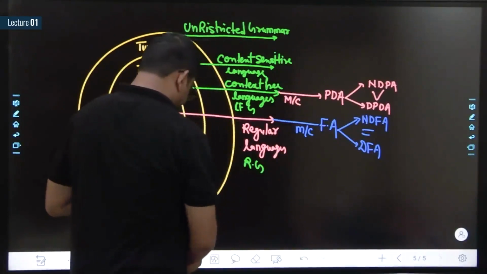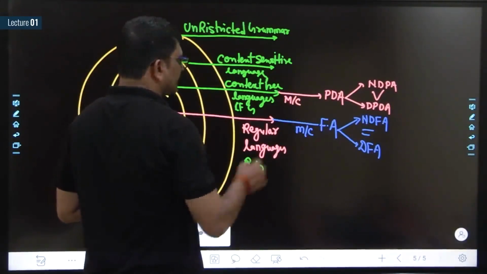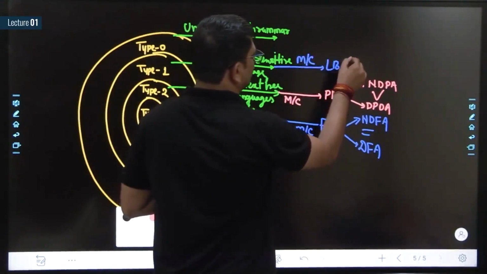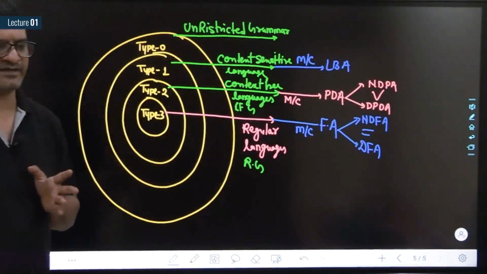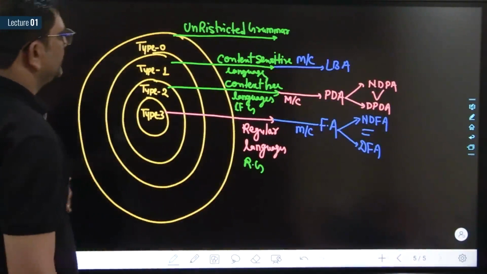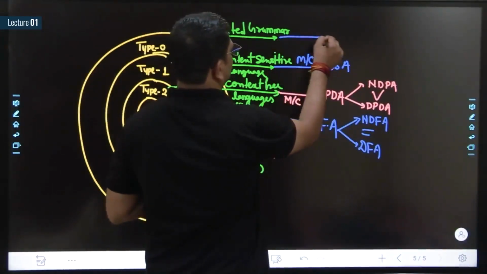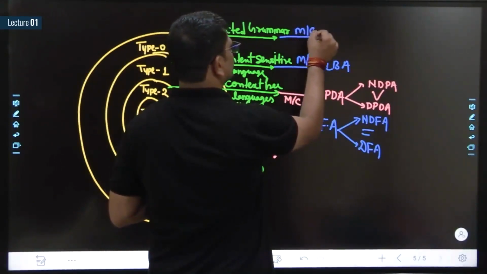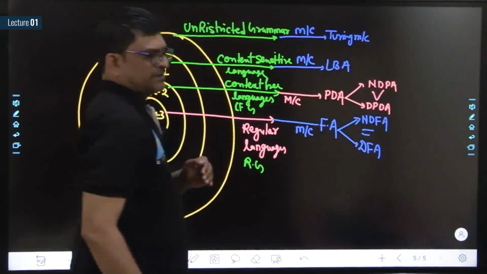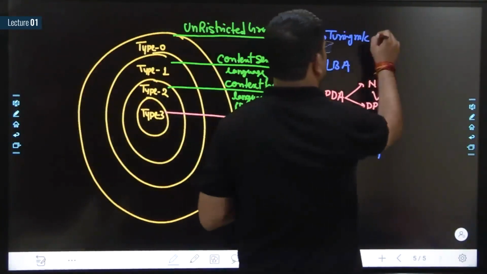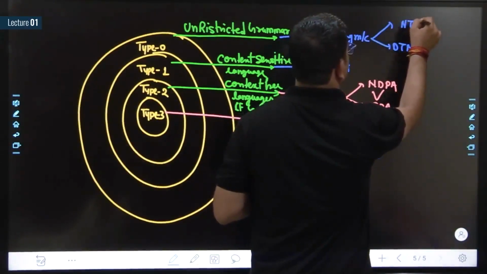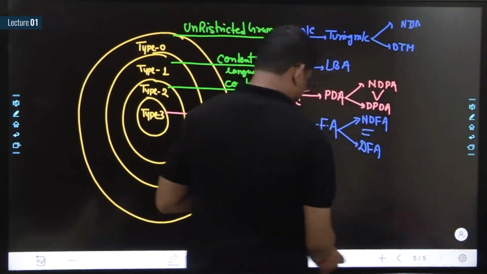Recognizable machine for this is LBA, linear bounded automata. We cannot classify linear bounded automata because research is going on this topic. Next, the recognizable machine is the Turing machine. Turing machine is also divided into deterministic Turing machine and non-deterministic Turing machine, NTM, NDTM.